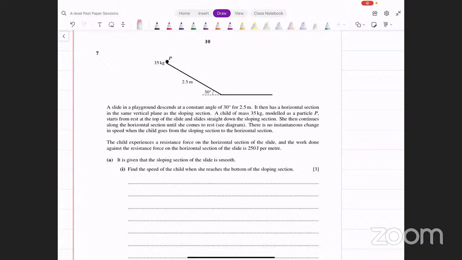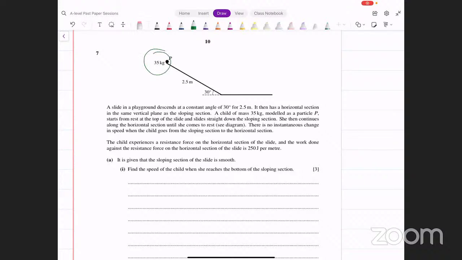A slide in a playground descends at a constant angle of 30 degrees for 2.5 meters. Okay, so you've got the slide, and this is this inclined part of the slide, that is 2.5 meters. You can see that. It then has a horizontal section in the same vertical plane as the sloping section. A child of mass 35 kilograms, modeled as a particle P, starts from rest at the top of the slide.